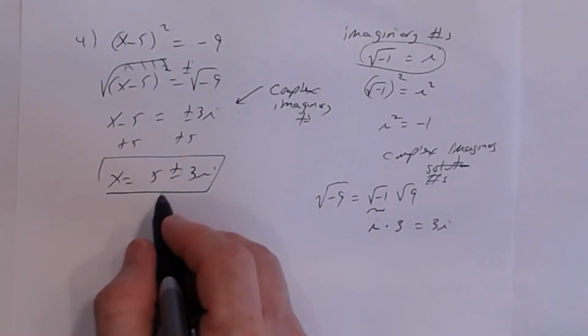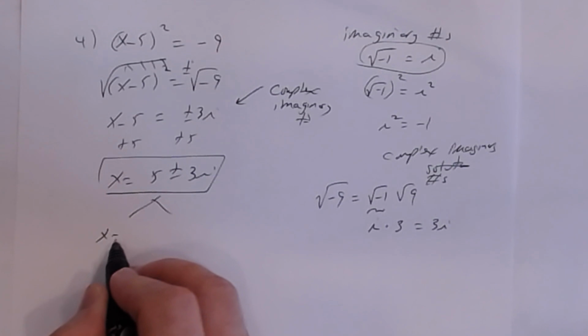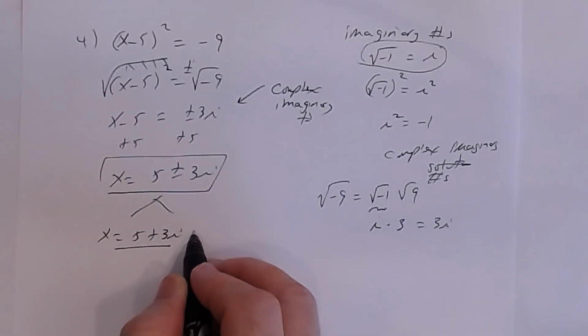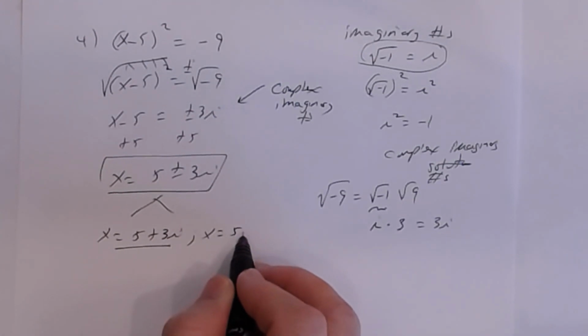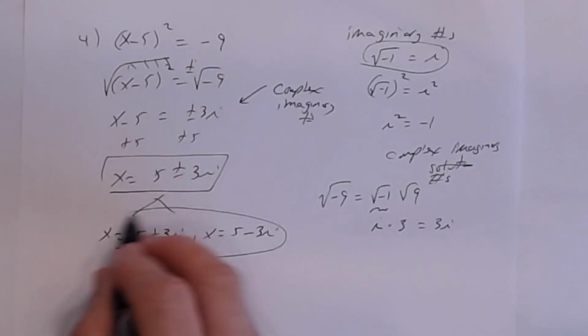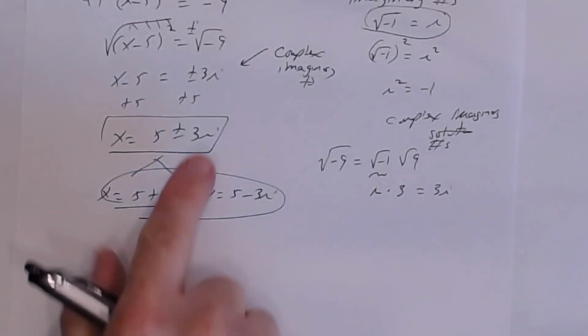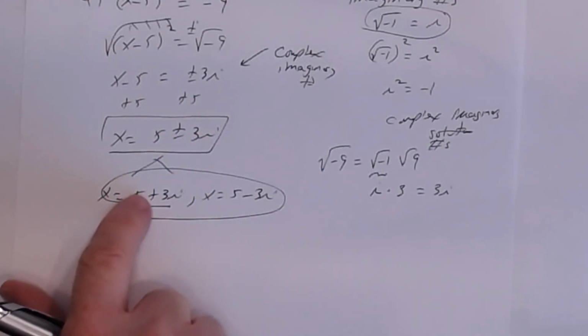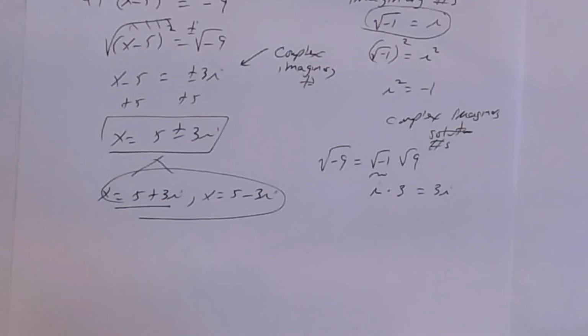Now, if you want to split it apart, just like we did before, you would say x equals 5 plus 3i, and then x equals 5 minus 3i. So that's another way of writing your solutions. You have two solutions. This is a more compact form, while here we're just writing them separately. Okay, so that was number 4.